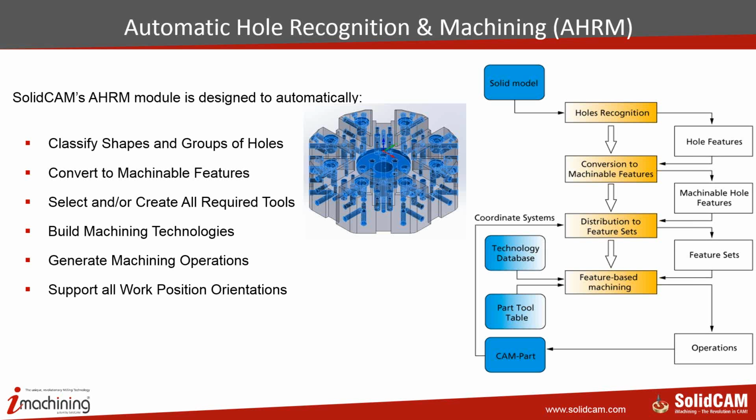After that point, it takes each feature set and, based on the machinable features, decides what technologies are needed to machine the holes themselves, and then breaks it up into different operations. If there's more than one feature set, it goes back to the feature sets at this point, takes the next feature set, and does the same process until we do all the feature sets.